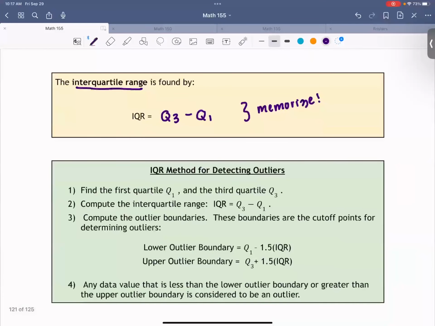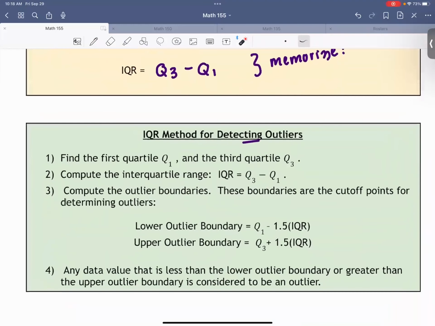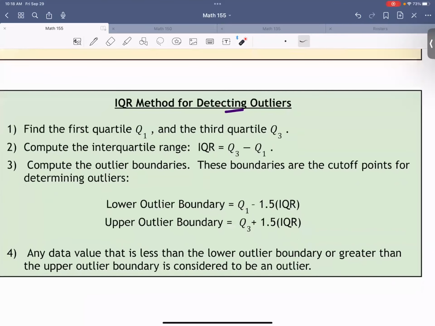So I actually have a method for detecting outliers. The first thing you're going to do if you're looking for an outlier is find the quartiles. So find Q1, find Q3. The second thing you're going to do is compute the interquartile range, which is what I have up here, because you're going to use the IQR in the next formula. The third thing you're going to do is compute these things called outlier boundaries. There are two outlier boundaries, a lower one and an upper one. These are boundaries that tell you how low an outlier can be and how high an outlier can be. If that doesn't make sense, I think it'll make more sense when we put actual numbers to it. But let me just show you the formula.